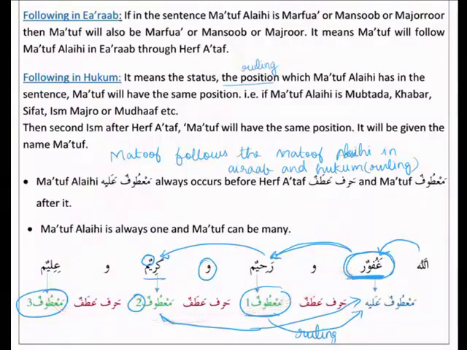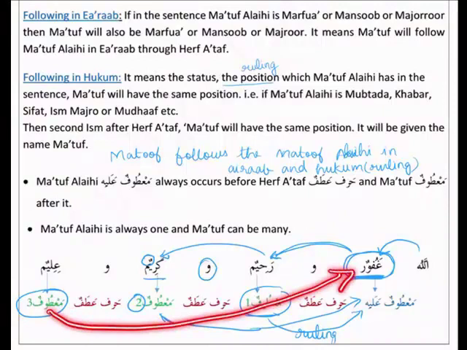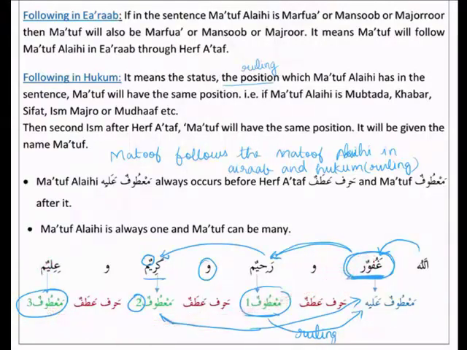And what will this matuf follow the matuf alayhi in? Two things: the i'rab and the ruling. Ruling means what? What is the ruling on this word? That it has to give the information about Allah subhanahu wa ta'ala, isn't it? That is the ruling of this word, that it has to give the information about Allah subhanahu wa ta'ala.